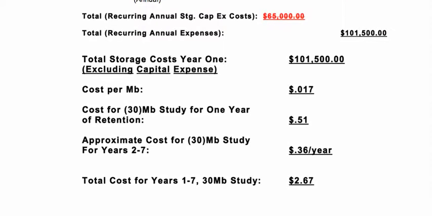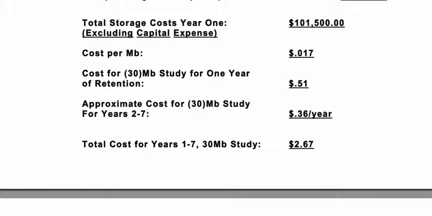We just took a discount, assuming that there's no more capital expense, no more capacity expansion, just management costs in years 2 through 7. So we came up with a 7-year cost to store data, very conservatively, not including any capital expense costs for storage hardware or software. We came up with $2.67 for a 30 meg study for a 7-year retention period.